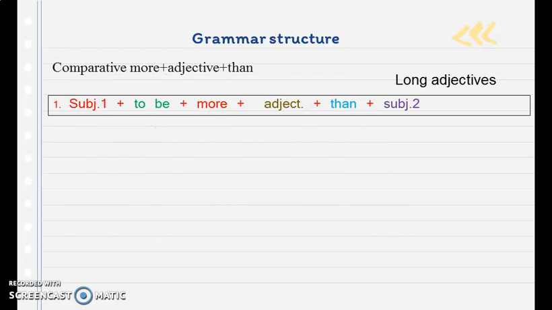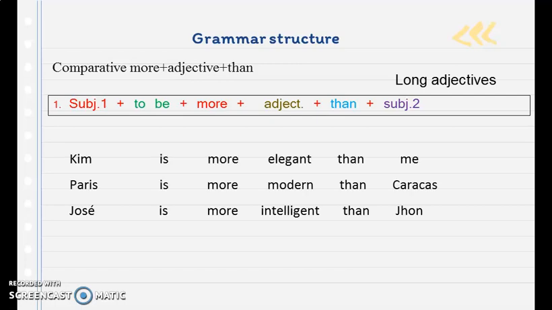Now, the structure for long adjectives. In this case, we are going to use more, the adjective, and the word than. You need a subject, the first subject is the verb to be, then the word more, the adjective, the word than, and the second subject. Example: Kim is more elegant than me. Paris is more modern than Caracas. Jose is more intelligent than John. Here you have the first subject, verb to be, the word more, the adjective, than, and me.